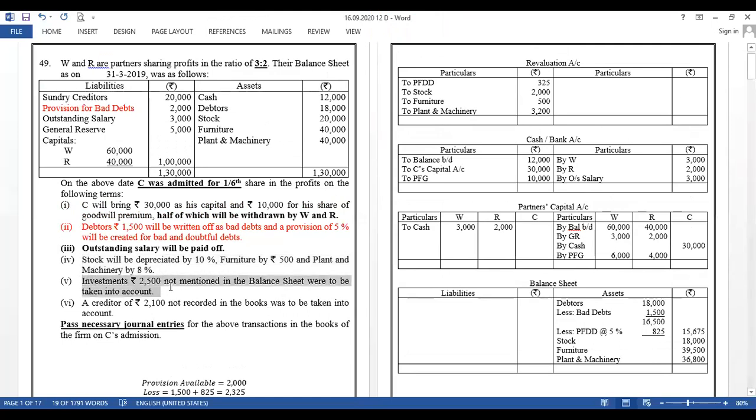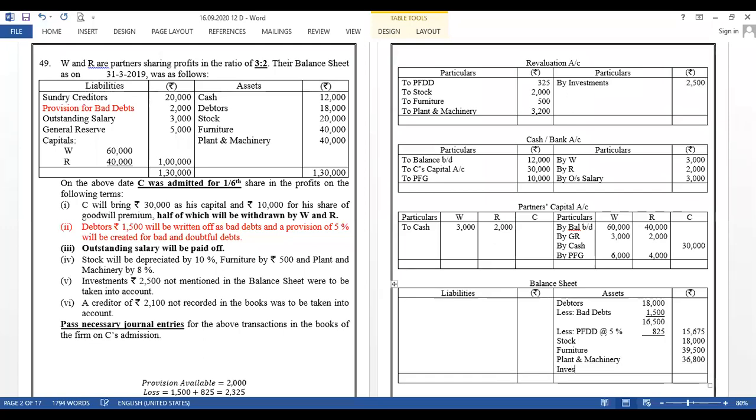Investments of 2,500 not mentioned in the balance sheet. What do we take into account? Investments were not recorded. Now we want to have a record of that. Asset increases. If an asset increases, it's a profit. Profit is credited to the revaluation account. So let me go to the revaluation account on the credit side. By investments. How much is the amount? 2,500. Investments in the balance sheet will appear for rupees 2,500.